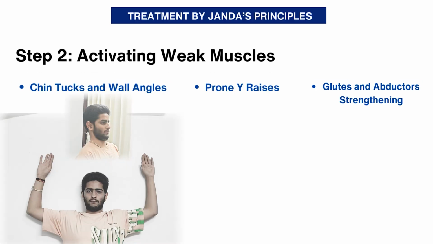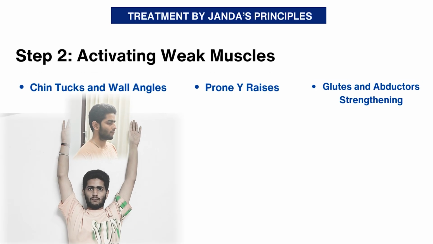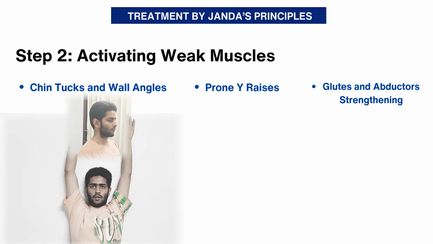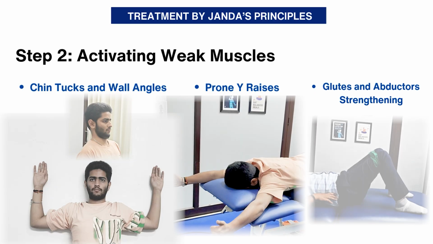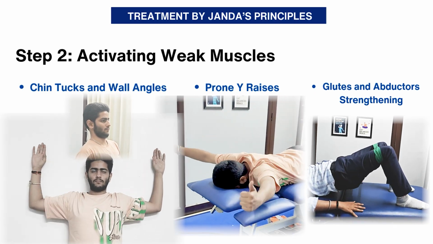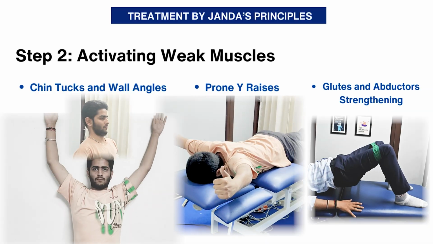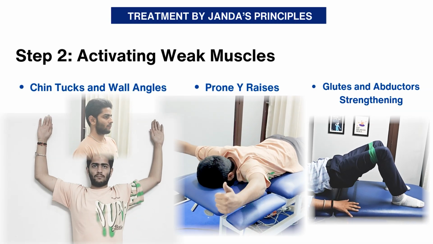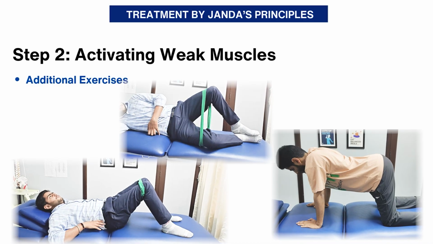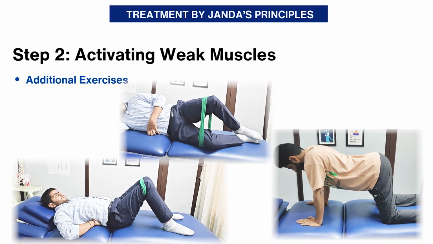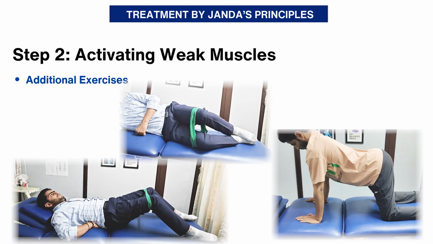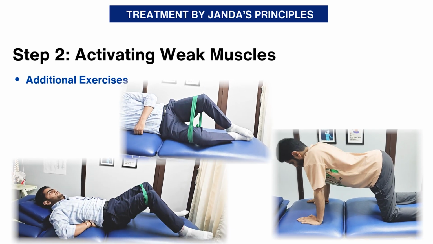Step 2 in the treatment is activating the weak muscles. Perform chin tucks and wall angles for deep neck flexors and scapular stabilizers activation. Next, incorporate prone Y raises exercise and glutes strengthening with hip abductors activation. Some of the additional exercises include hip clamshells with resistance bands, scapular retraction exercise in quadruped position, and core stability with posterior pelvic tilt.